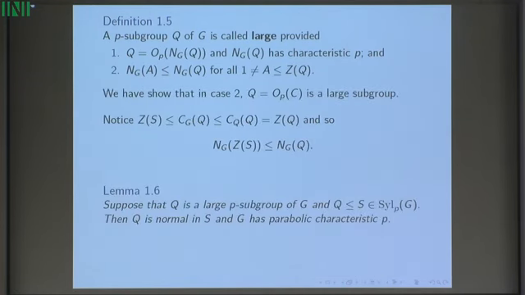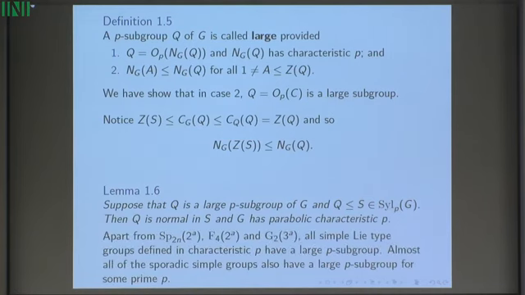And the first thing that you prove, it's not so hard, is that if you have a large subgroup, then you're already of parabolic characteristic P. So this one subgroup Q tells you that the normalizer of every P-local overgroup of S has characteristic P. This one subgroup makes all the things look like a group of P-type already.